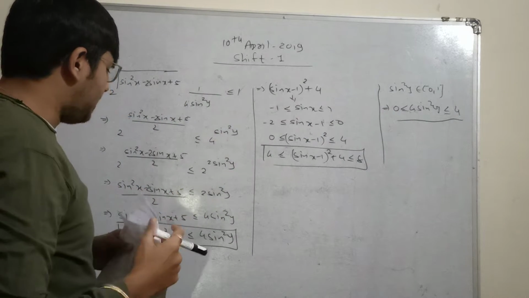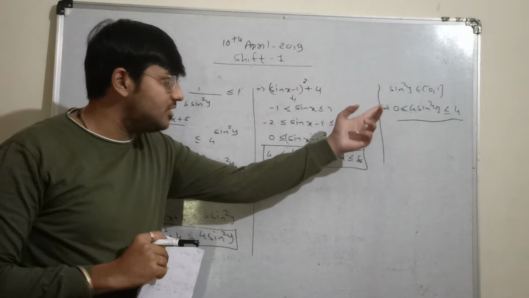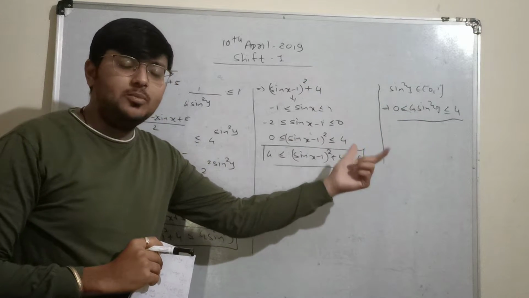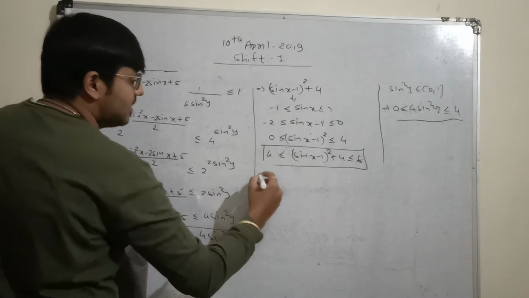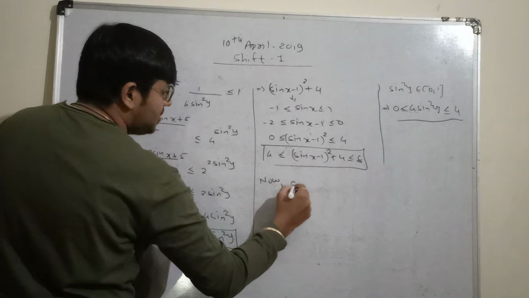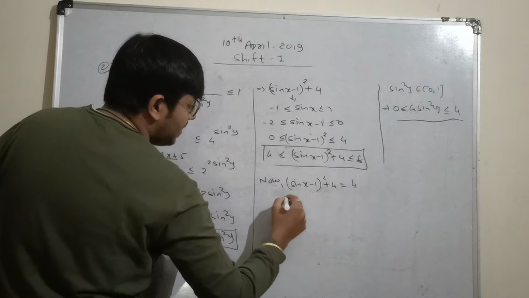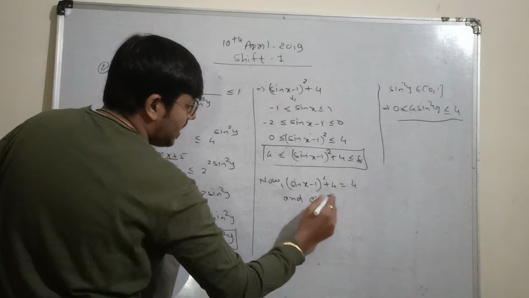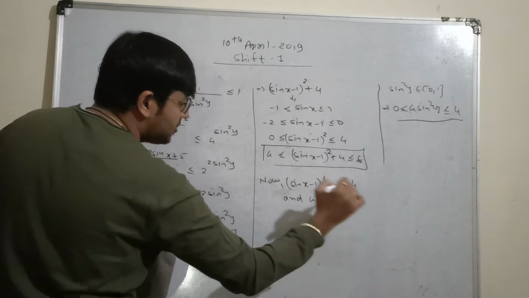So now if you just check that left side function has range in between 4 to 8 and right side function has range in between 0 to 4. So the common value between both the term is only possible if I take both as equals to 4. That means which is only possible if (sin x minus 1) whole square plus 4 equals to 4 and 4 sin square y has also equals to 4.